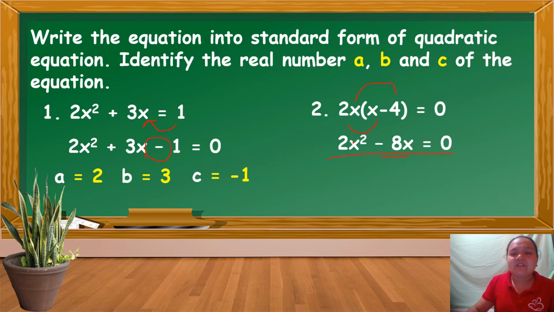So may standard form na tayo na quadratic equation, pero missing yung constant term natin. It is incomplete because missing man si constant term. So what is our a? Our a is 2, our b is negative 8, and our c is 0. Okay, we will proceed to the third example.